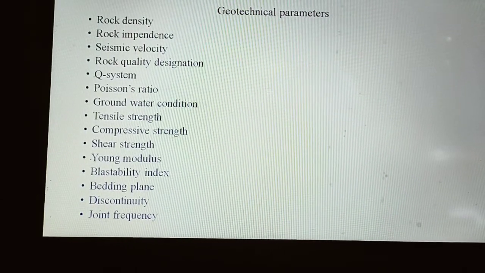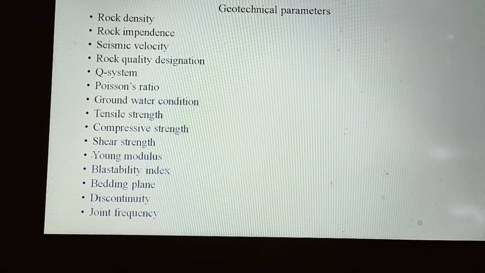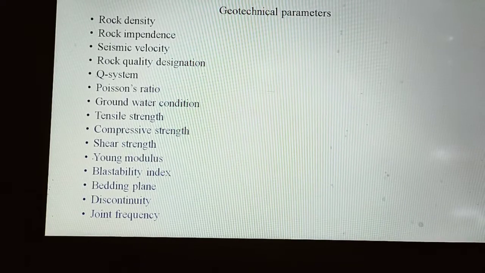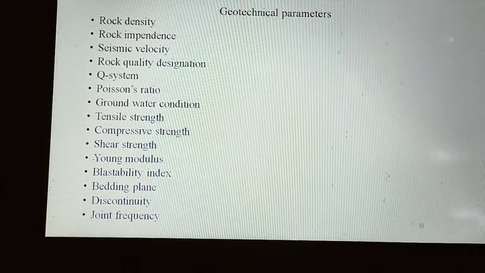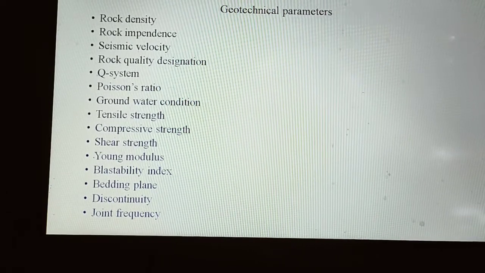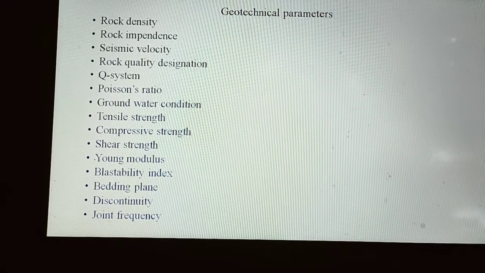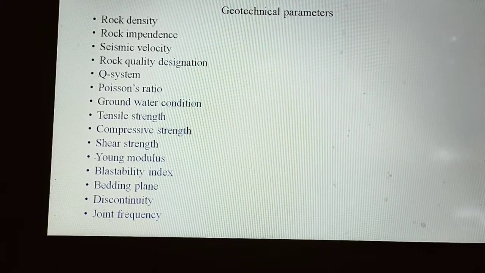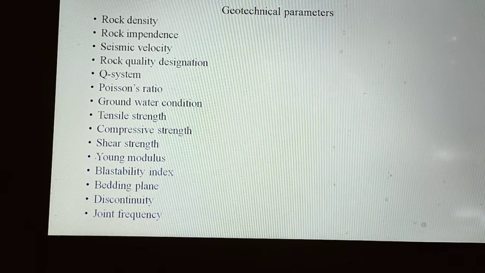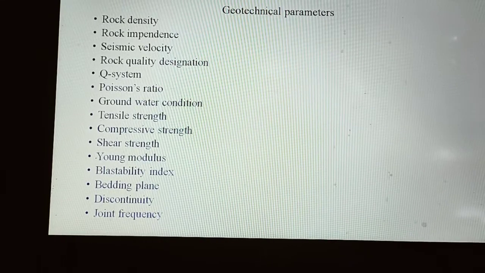Tensile strength means the strength of a material to resist breaking under tension. Compressive strength is the resistance of a material to breaking under compression. Shear strength is the resistance of a material to shear force. Young modulus is a mechanical property that measures the stiffness of a solid material. It represents the relationship between stress and strain in the elastic region.